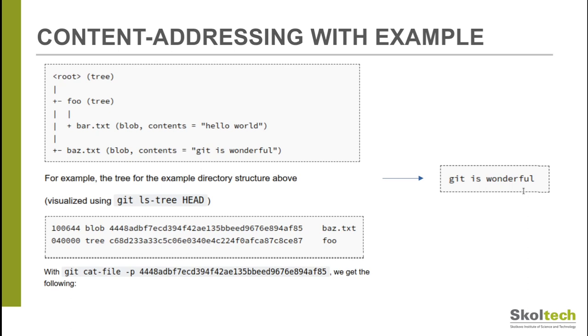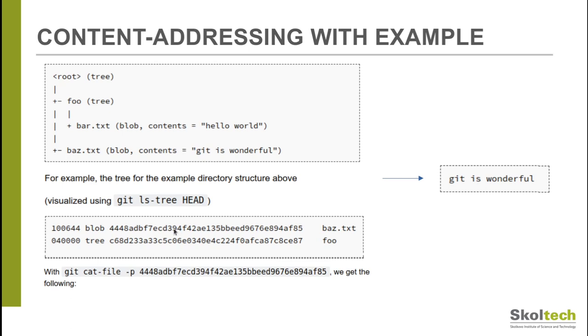They are all objects. When they reference other objects, they don't actually contain them in their on-disk representation, but have a reference to them by their hash. The example directory structure here can be visualized with git ls-tree HEAD.